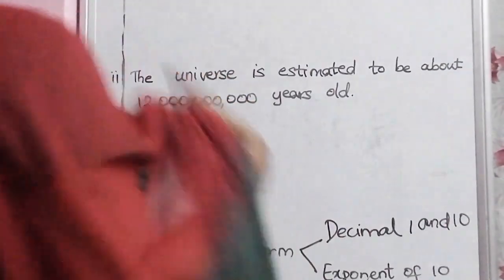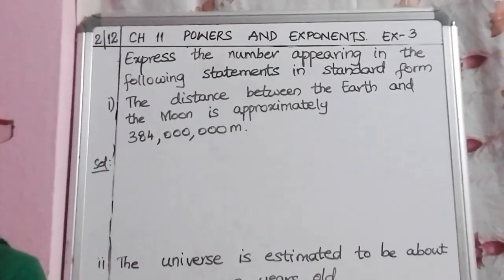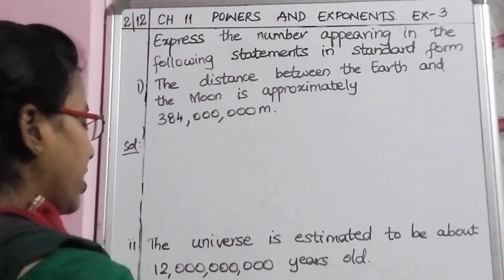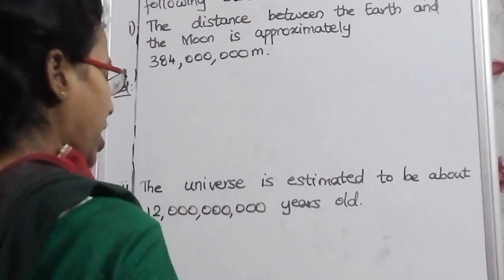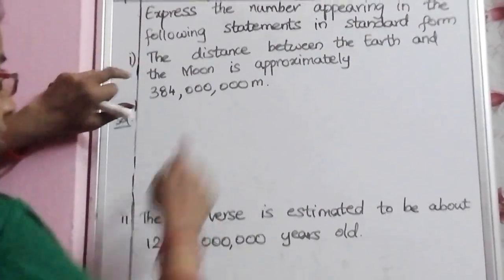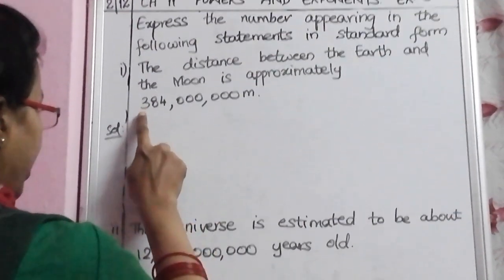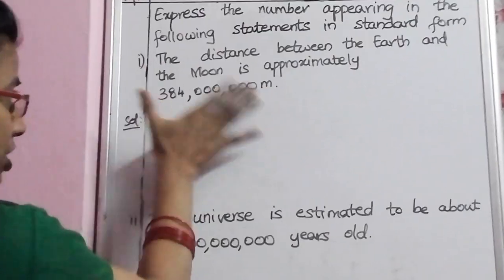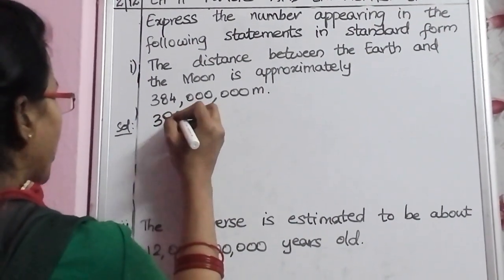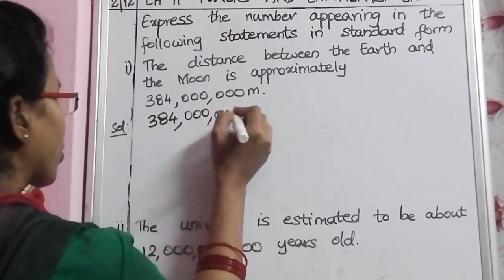See here, exercise 3, first question. Express the number appearing in the following statements in standard form. The first bit is: the distance between the earth and the moon is approximately this much. They have given this number, so let's copy the number as it is.